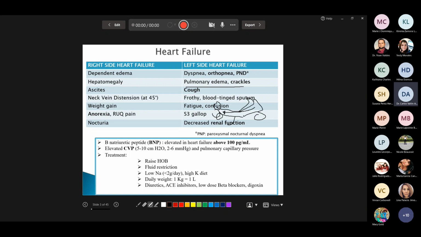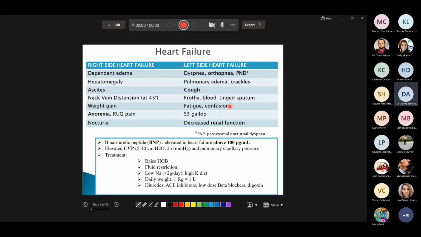So now the patient wakes up suddenly. Paroxysmal means sudden, acutely sudden, okay? Suddenly wakes up with a lot of dyspnea, and needs to sit on the bed. It is called paroxysmal nocturnal dyspnea, a phenomenon that happens at night, okay? At night, after several hours of sleeping, because the reabsorption of the edema of the lower extremities overloads the lungs with fluids. Of course, you have the crackles, you have the cough, the pink frothy sputum.